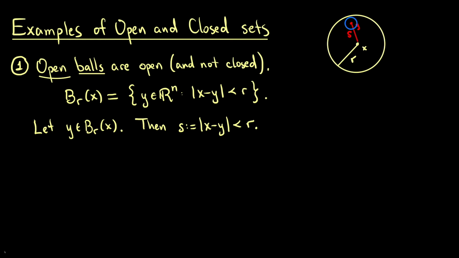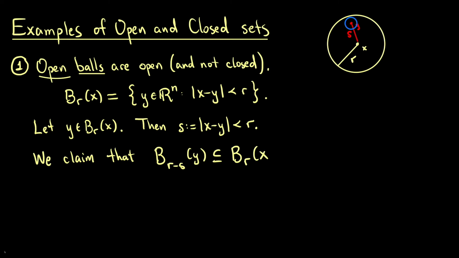Well, we can see that by the triangle inequality, I should choose r minus s, which is still a positive number. Okay, so we claim that the ball of radius r minus s centered at y is entirely inside of the ball of radius r centered at x. If we could prove that, then we would be done, because for an arbitrary point y, we will have found another ball of that radius, r minus s, that's entirely within our set. Okay, so let's check this.